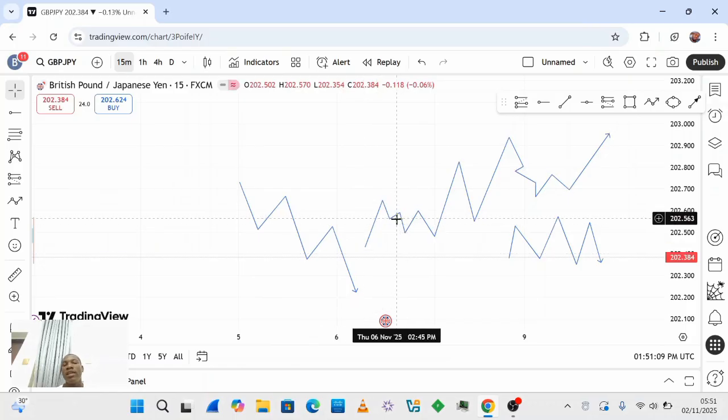So in the next video, I'll be teaching how to spot the major structure and the minor structure, because in the major structure there is minor structure inside the major structure, and this is what I use to catch all my good trades, all my A1 trades. This is how I used to catch them, and it is really good.